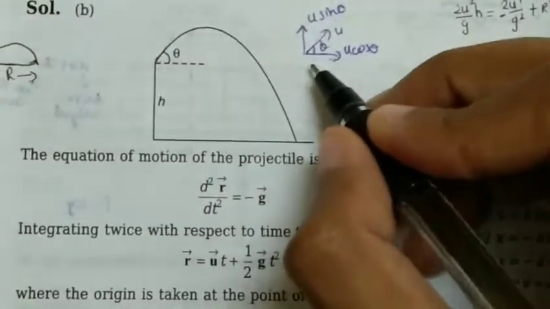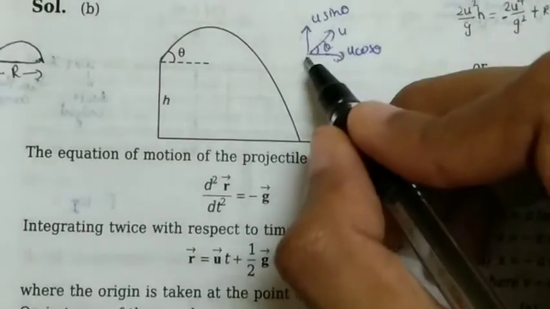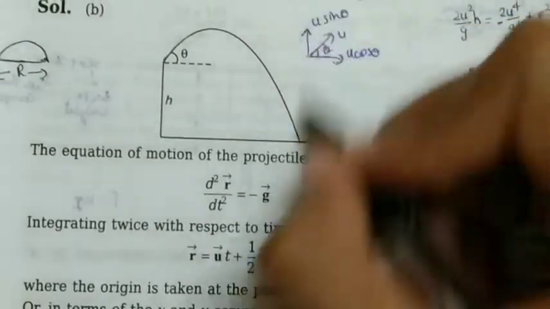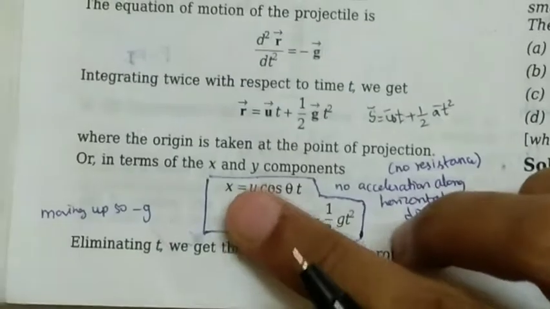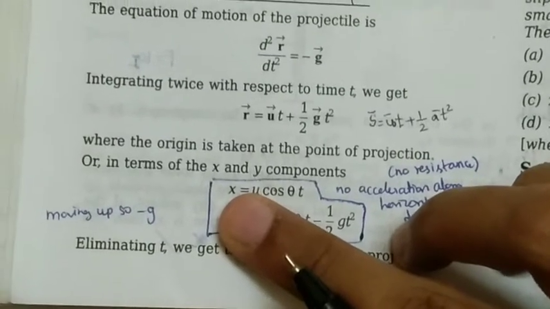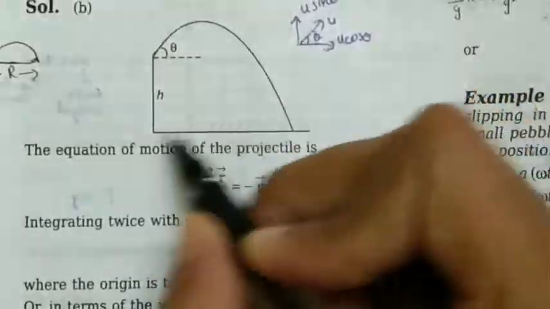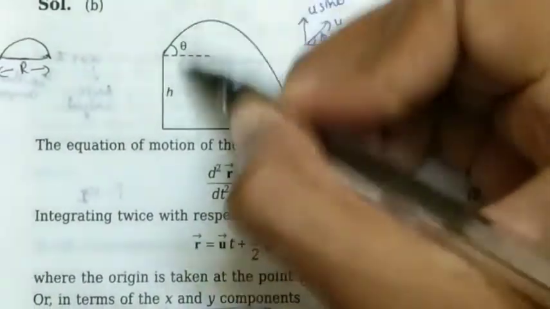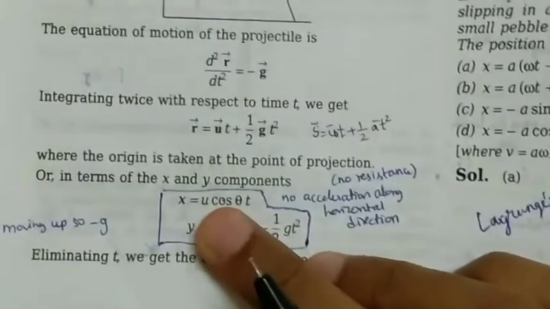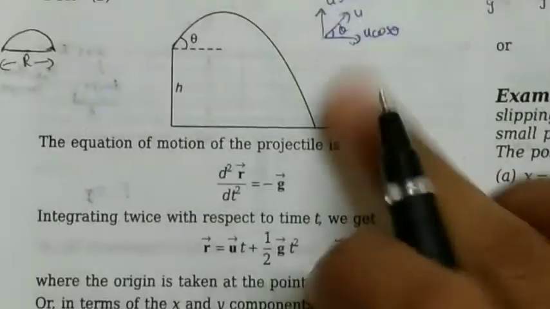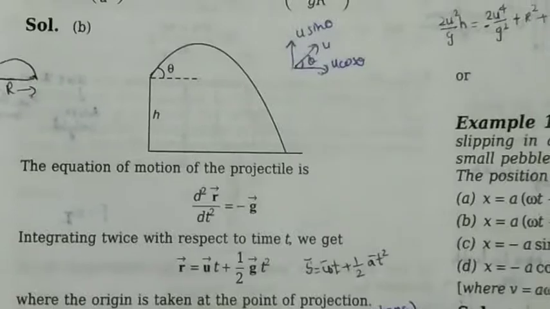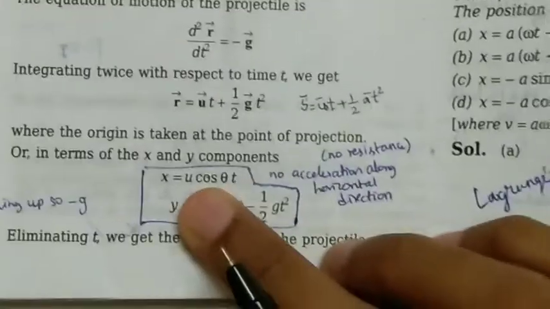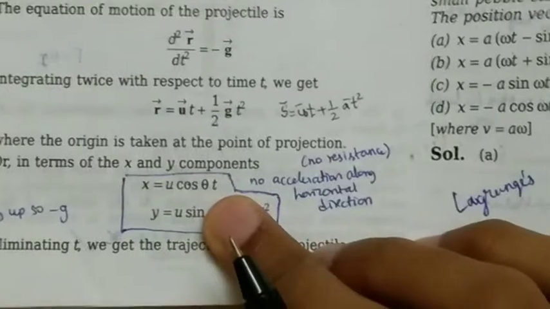Here, this is the velocity in the vertical direction, and this is the velocity in the horizontal direction. So the ball is moving in this direction. Along the horizontal direction, the displacement is x, from here to here. This is the horizontal displacement and this is the vertical displacement. So in place of u, we have the velocity in the horizontal direction: x is u cos theta t plus half a t square.